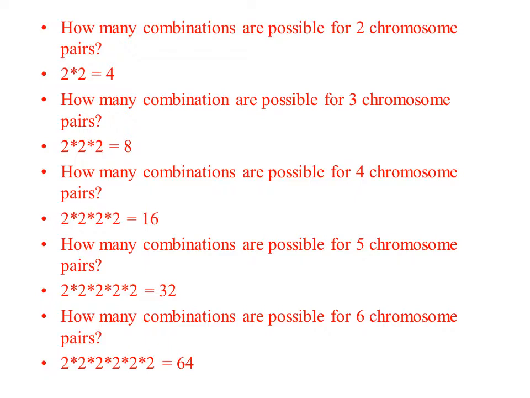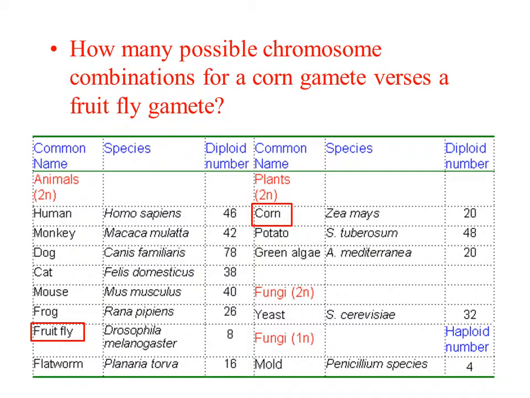Here are the answers to the rest of them. Now that we know how to figure out the probabilities, I would like you to answer this question. How many possible chromosome combinations are there for the corn gamete versus the fruit fly gamete?